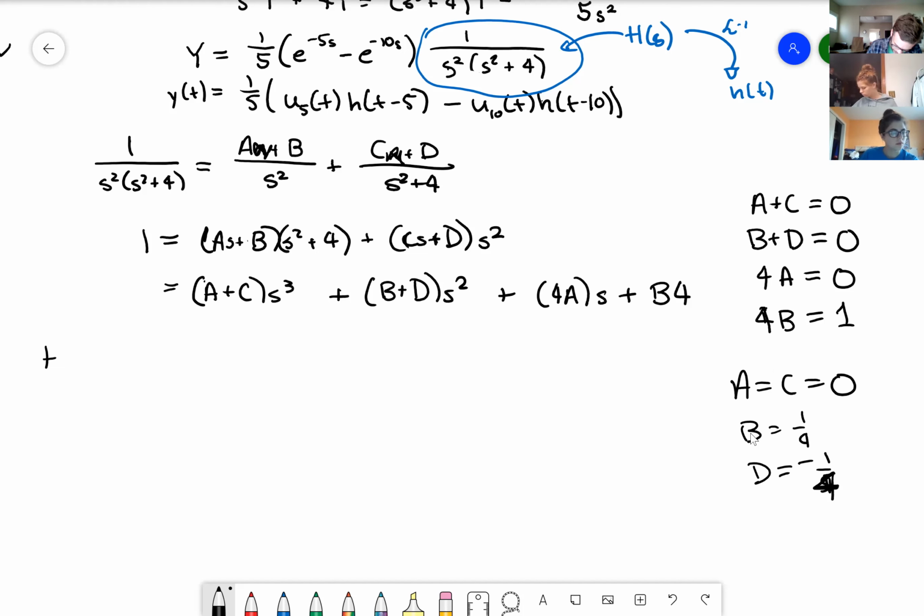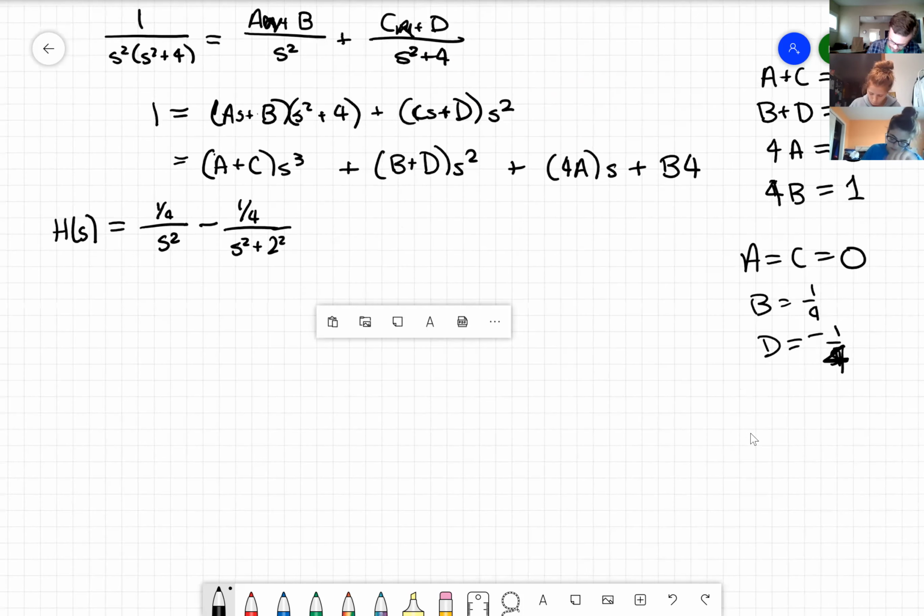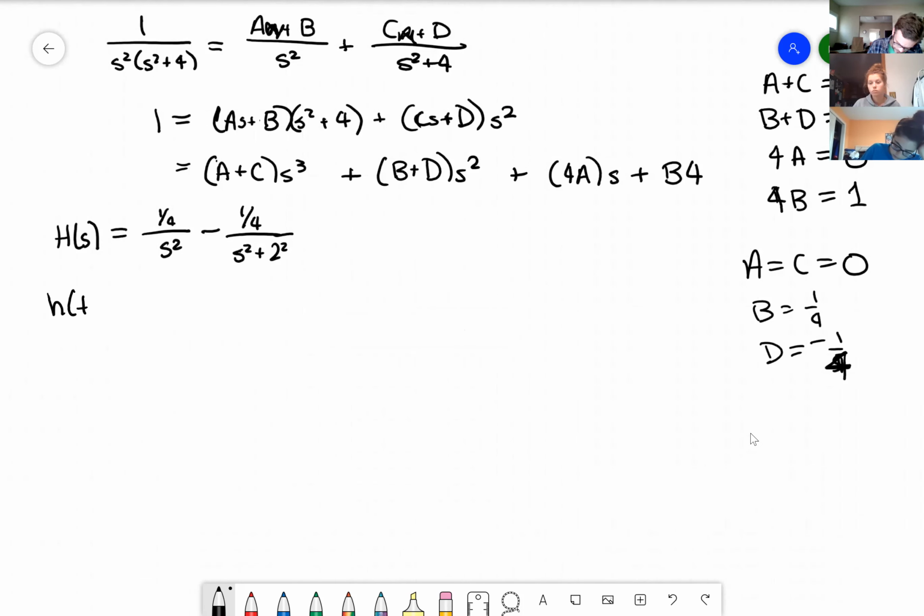So I get that our original H of s is equal to 1/4 over s squared, it's a nice trick of writing I like to do. Use the slant instead of the bar if it's a fraction inside a fraction. You can kind of keep them separate. Minus 1/4 over s squared plus 4. So what do we get for h of t? 1/4 t.